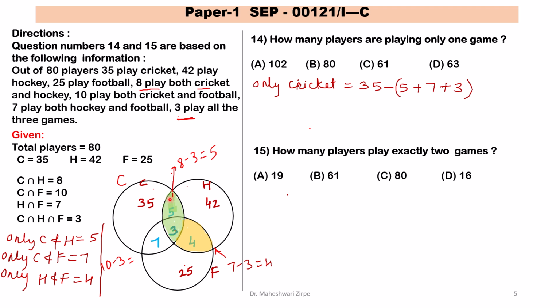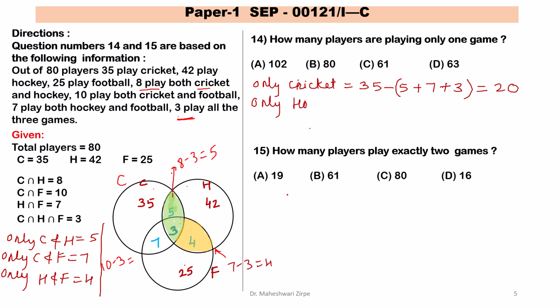If you remove, because these are the players who are playing different games also, how many are there? 5 plus 3 plus 7. So you have to subtract it from your 35. So if you subtract it from 35, what you will get? You will get 20. Similarly, you can find only which game?